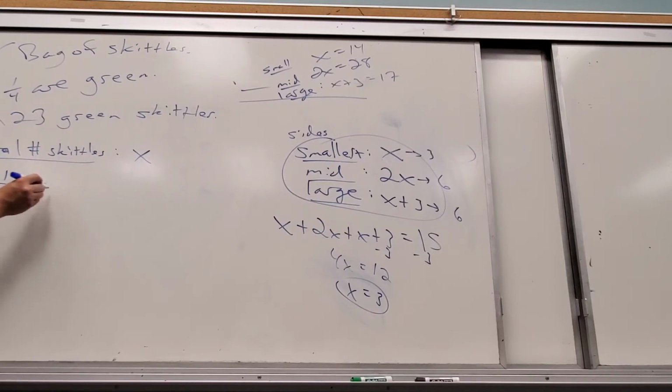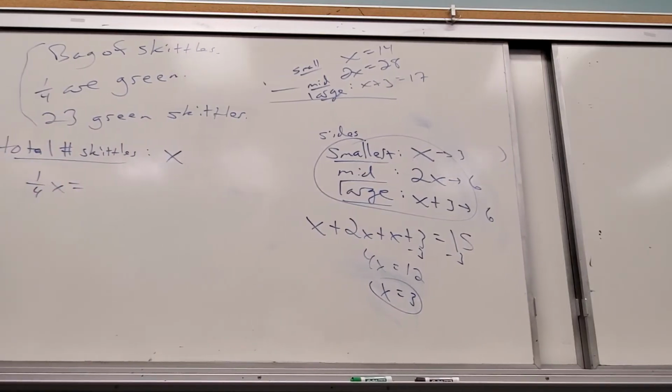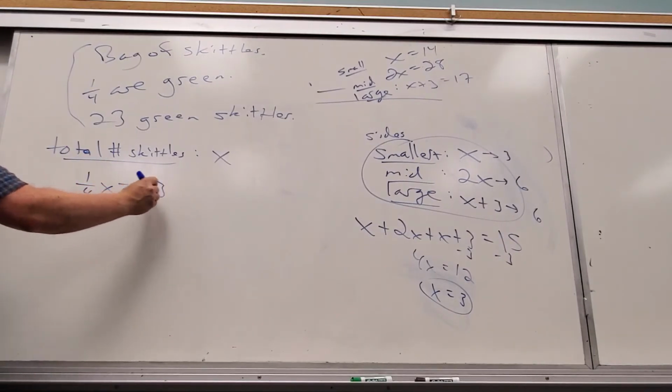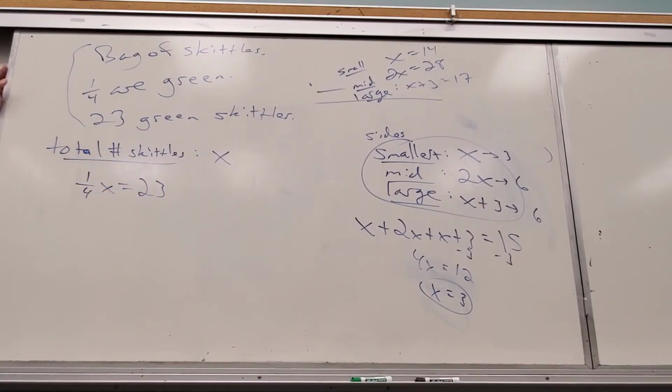equals, translating here for me, is 23. And that's a nice one to solve. But see how we follow the same pattern, really. There's only one player, the total number of Skittles. Then I did to that what it told me to do. 1/4 of the total is 23. There's my equation from the relationship they gave me. So really the steps of word problems don't change that much.